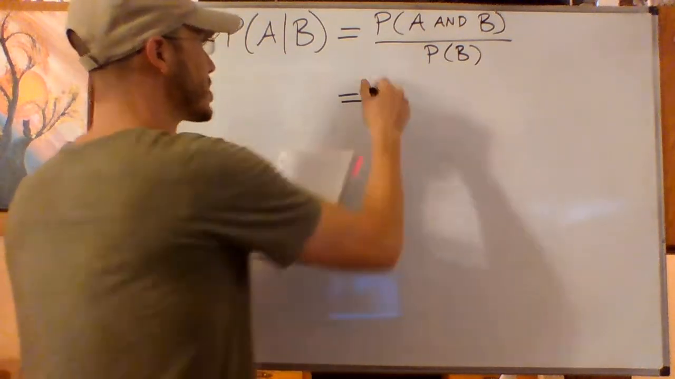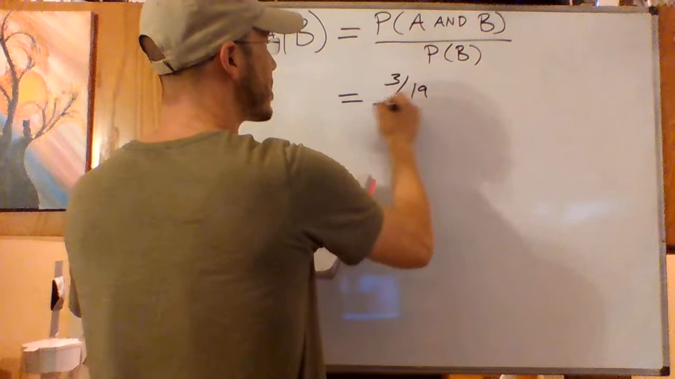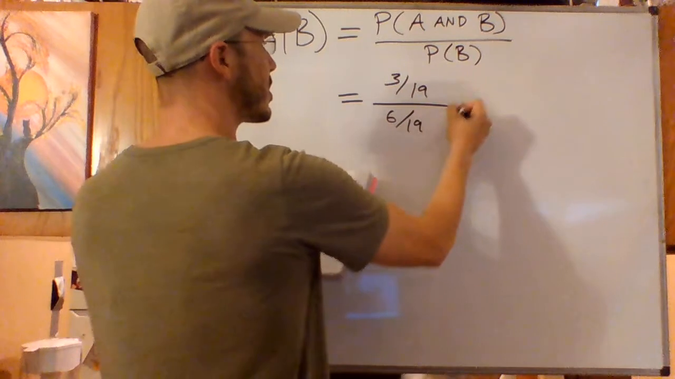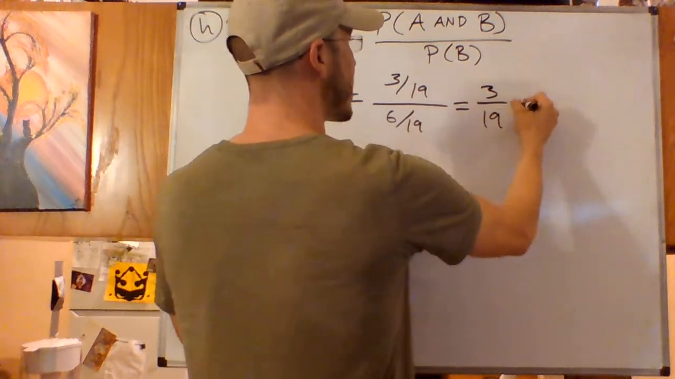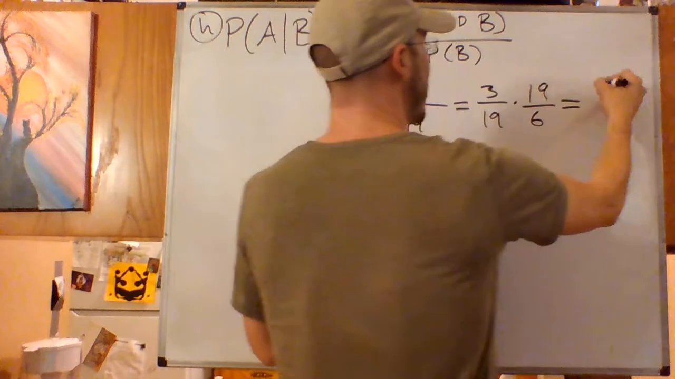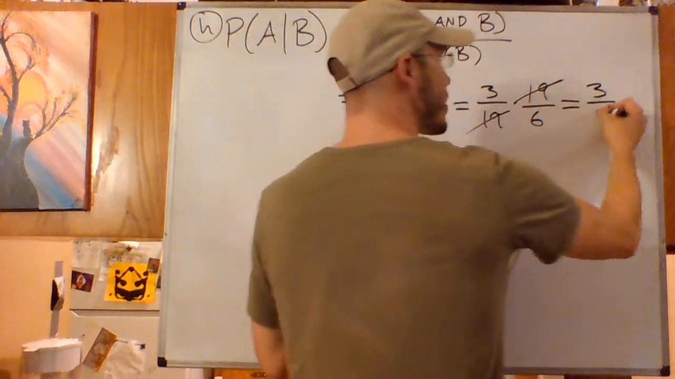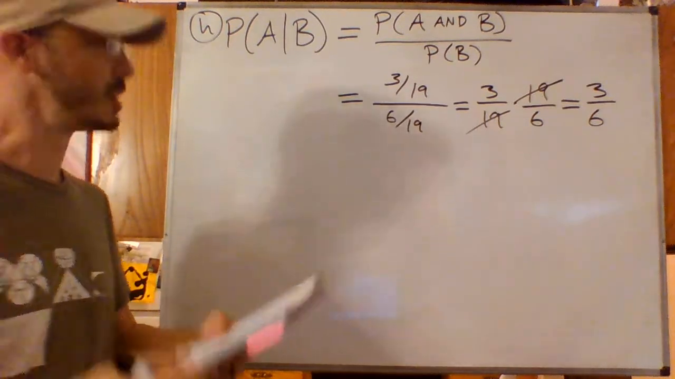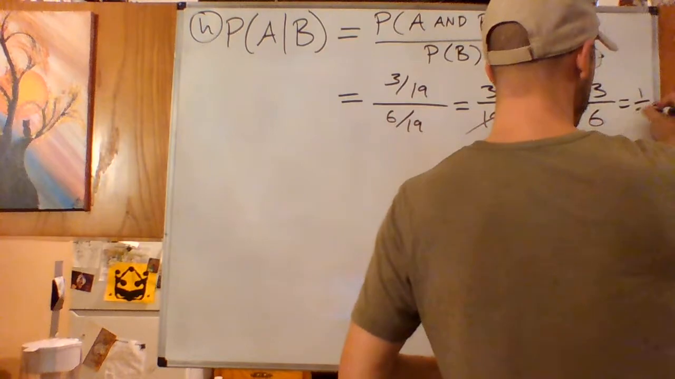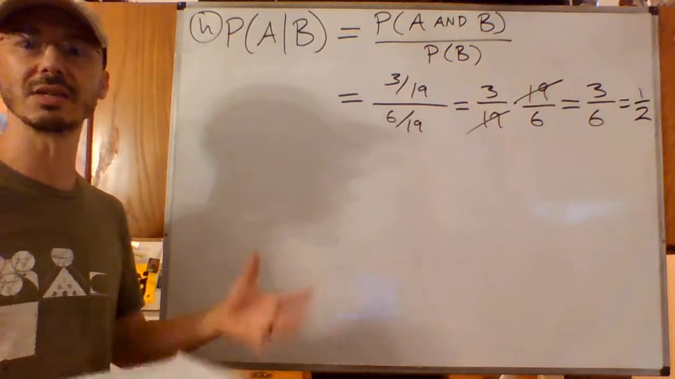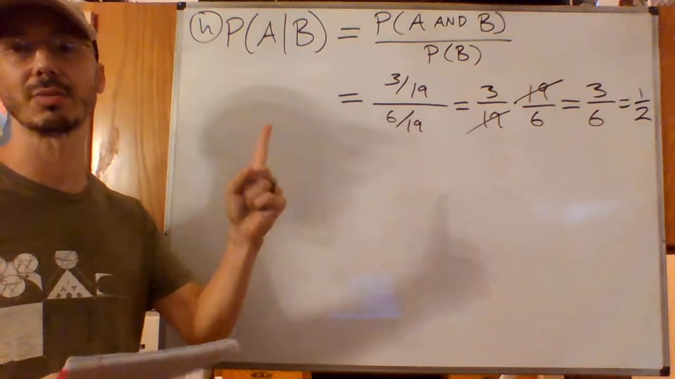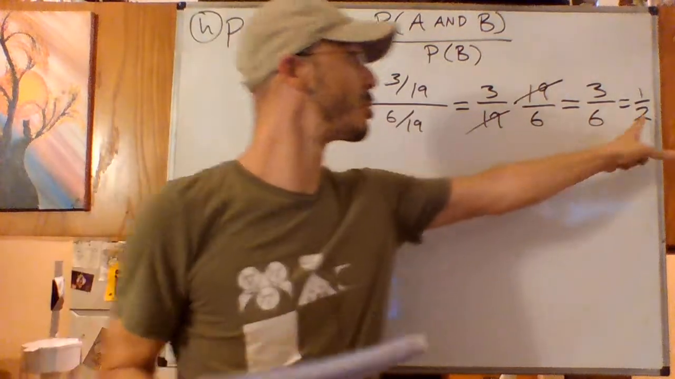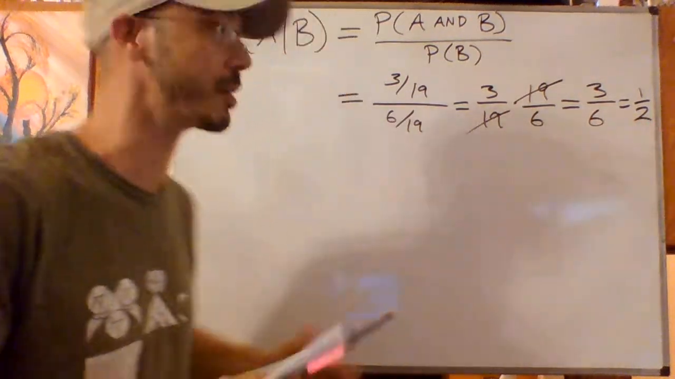Probability of A and B is 3/19, and the probability of B is 6/19. So that's 3/19 times 19/6. The 19s cancel. 3/6, or 1/2, or 0.5. Actually, yeah, I continued it down to the 1/2 in lowest terms. It's the easiest comparison because there's only one way to write a fraction in lowest terms. Whereas if you don't require that, there's actually an infinite number of ways to write this fraction. It's a little harder to compare.